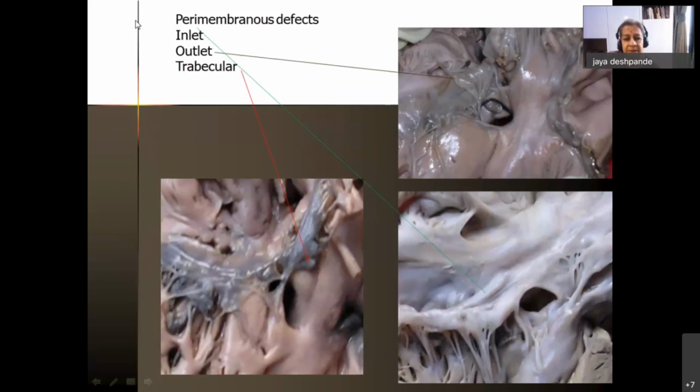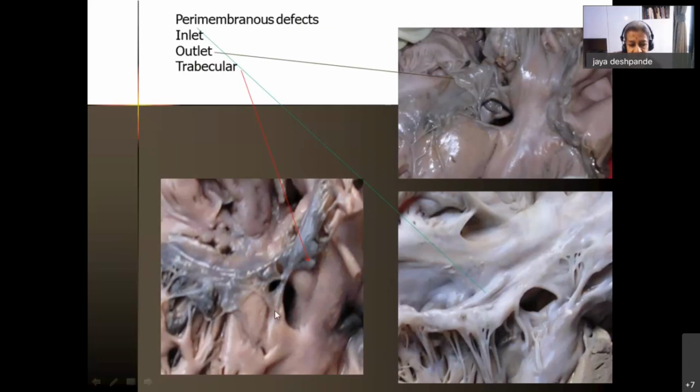So here are the perimembranous defects. This is a perimembranous defect with inlet extension. It is going towards the inlet portion of the right ventricle. And if you see here, this is where the medial papillary muscle is attached. So if you have the AV node here, the common bundle has to come all the way down here to pierce the crest of the ventricular septum. So the surgeon has to be very, very careful all along this course.